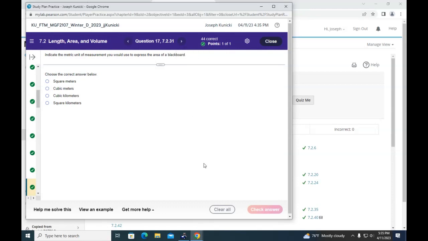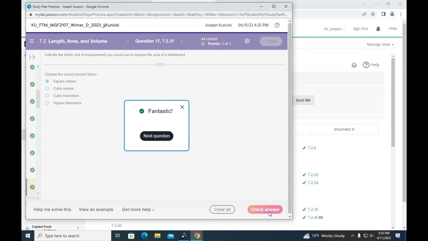Okay, this is for square units. Indicate the unit of measurement for a blackboard, a whiteboard. What will we measure this in? We can eliminate the second and the third one because they're cubic. So will you use square meters or square kilometers? We could use either one, but the one that makes sense is square meters.